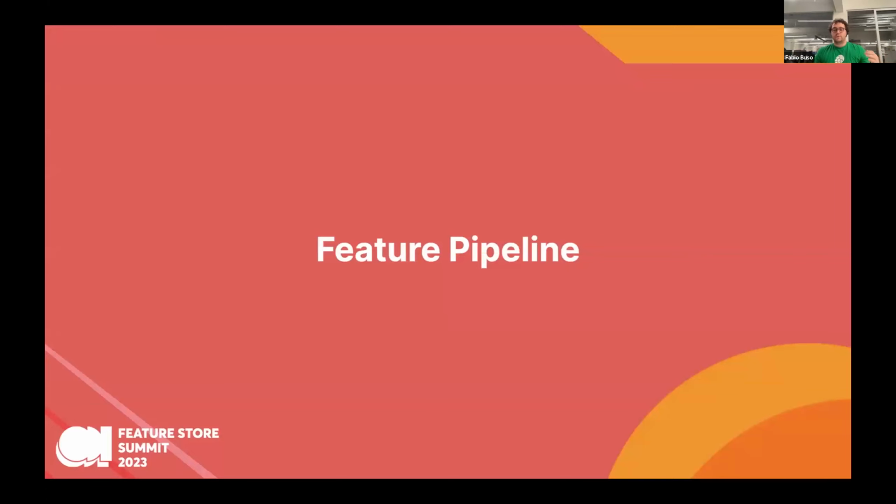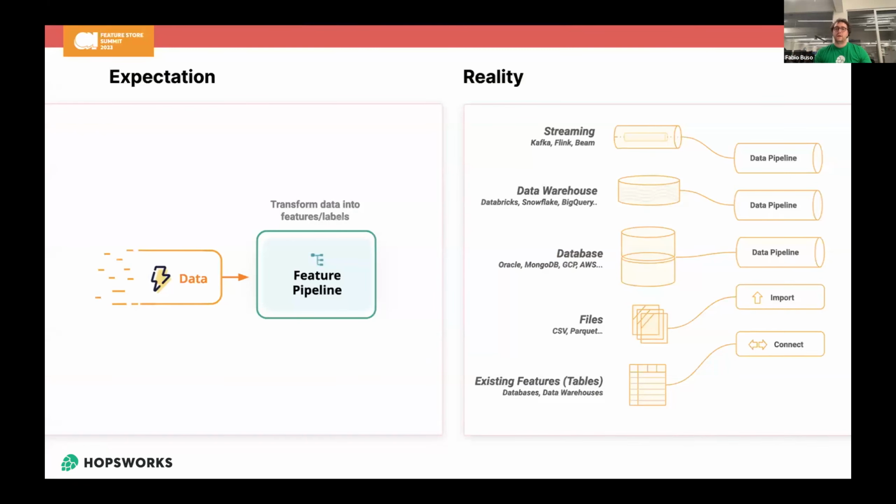Now, if we look a little bit more in detail at the different steps, if we start from the feature pipeline, right? The feature pipeline, as we've said, is responsible for computing the features and producing the features and potentially also the labels if necessary, right? The expectation is that you have a really clean system where basically you get a bunch of data and you do transformations, and then there you go, you basically have your features.